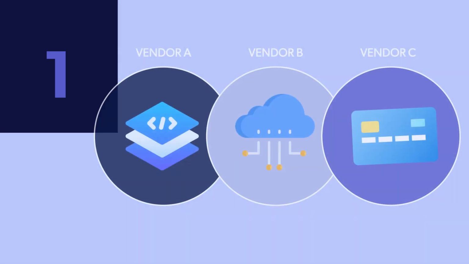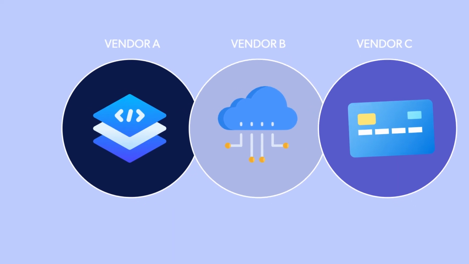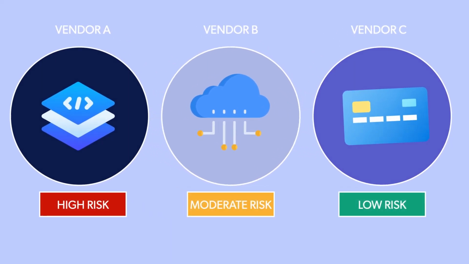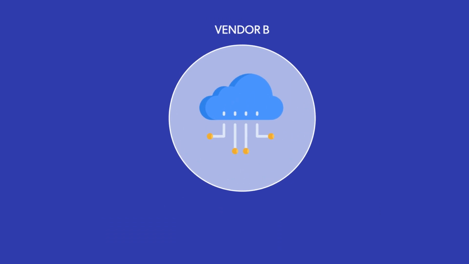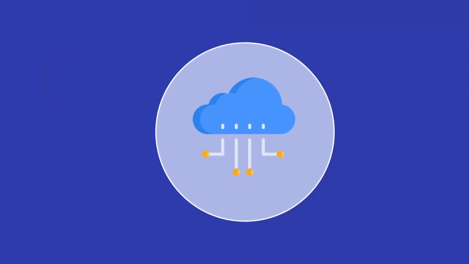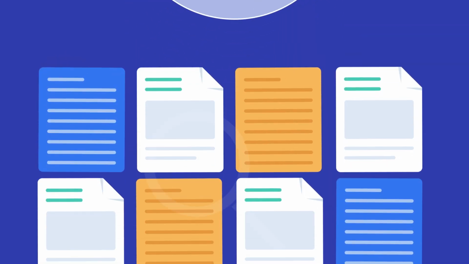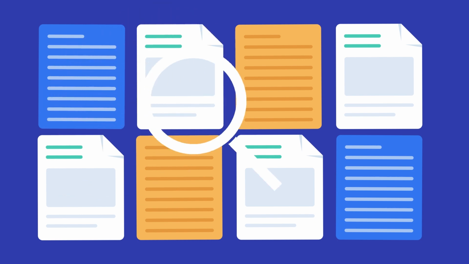Step 1. Not all vendors have the same level of risk, so you must first determine each vendor's inherent risk and criticality. Each vendor should have its own inherent risk rating from low, moderate, to high, and be deemed critical or non-critical. That risk rating will help you to determine the amount and frequency of due diligence you need to perform with each vendor.